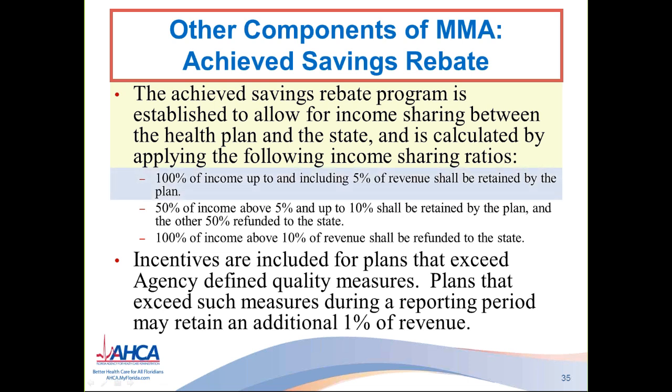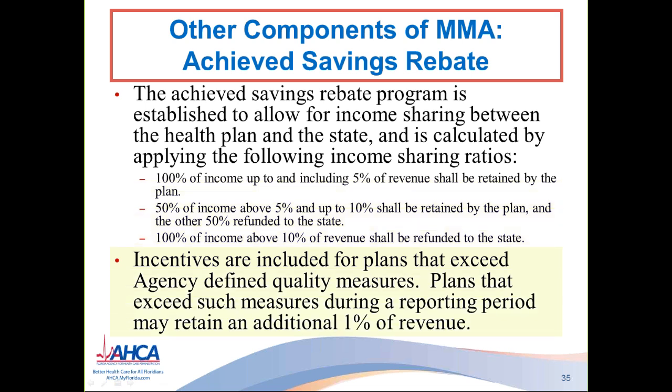100% of income up to and including 5% of revenue shall be retained by the plan. Additionally, 50% of income that's above 5% and up to 10% shall be retained by the plan, and the other 50% refunded to the state. And 100% of income above 10% of revenue shall be refunded to the state. This is to allow the state to be able to share in the savings that are generated by moving to a managed care model.